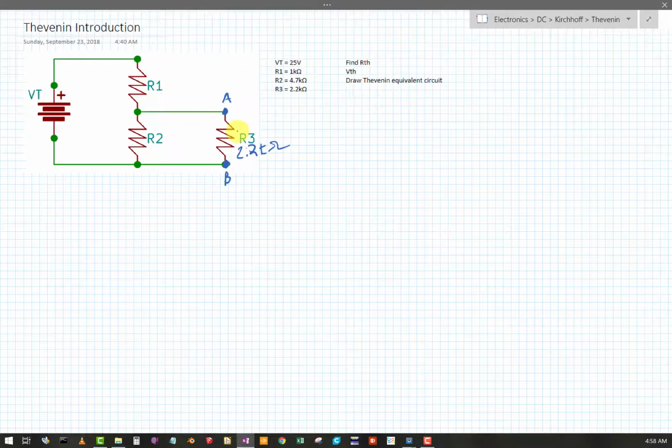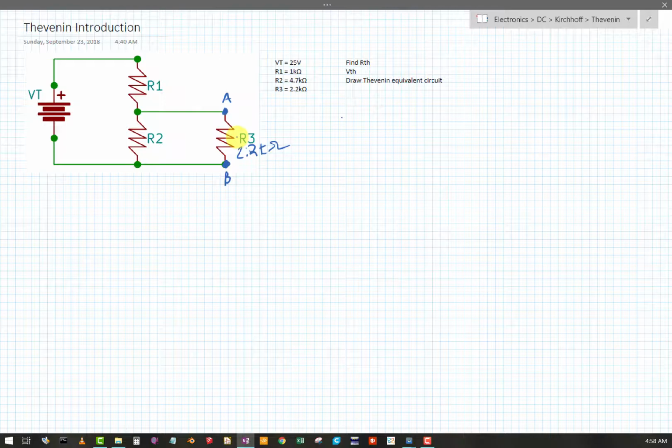The steps for finding R Thevenin. Okay, so for R Thevenin, we're going to remove R3 from the original circuit, and then from the perspective of A and B, what would be the resistance between A and B as far as R3 is concerned, or from the perspective of R3.